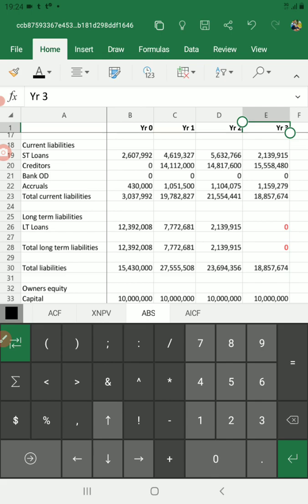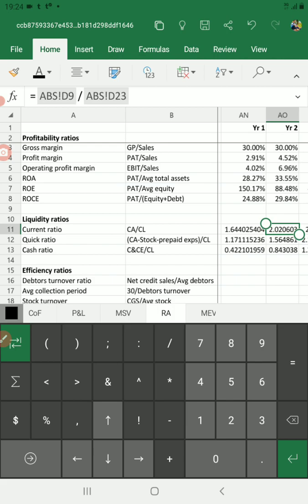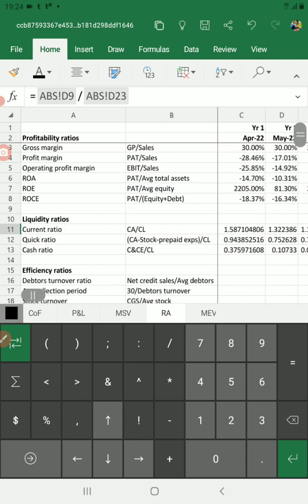So going back to my computation of the ratio analysis, which sheet was that one? Annual working sheet. This is the sheet for assets, balance sheet, loan, cost of P&L, MSB, ratio analysis, RA here. Okay, so back from here, we now have our ratios and the interpretations of the ratios.